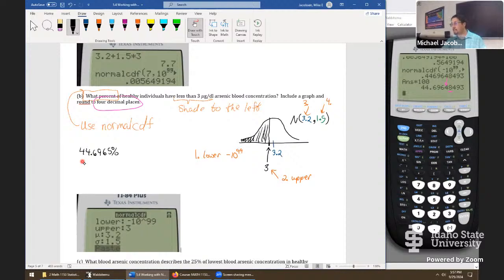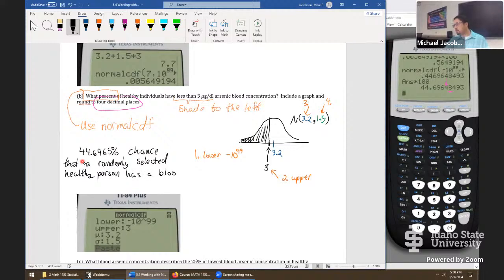But let's say there is a 44.6965% chance that a randomly selected healthy person, we're saying healthy person since that's the overall population we're concerned with, has a blood arsenic concentration below 3 micrograms per deciliter of blood. So that's our interpretation on that one.